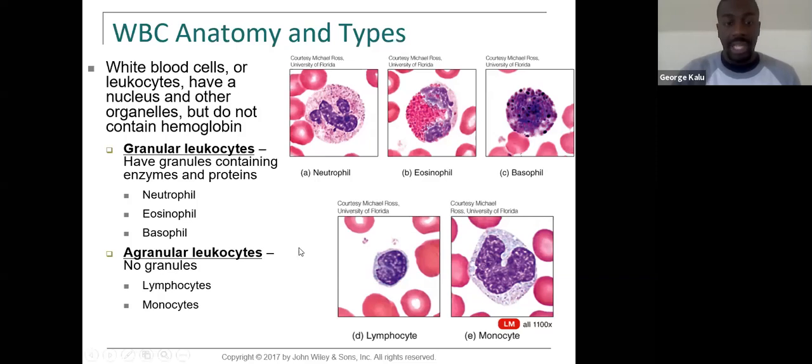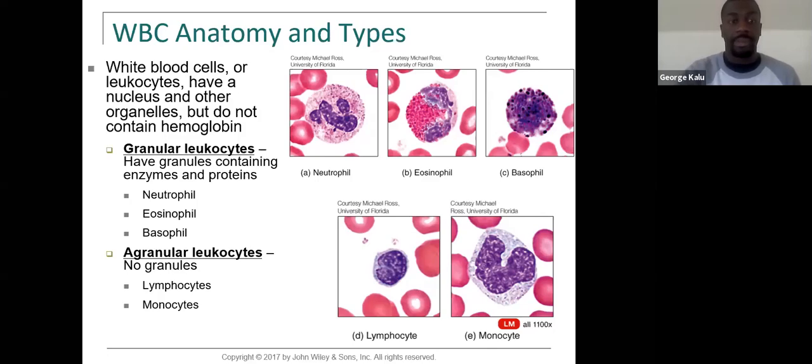The second class are the agranular leukocytes, which do not contain any granules. Those would be the lymphocytes and the monocytes. These two have other mechanisms of degrading different types of pathogens. So we're going to take a look at these in a little more detail as we go forward here.